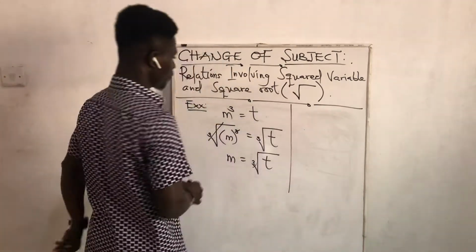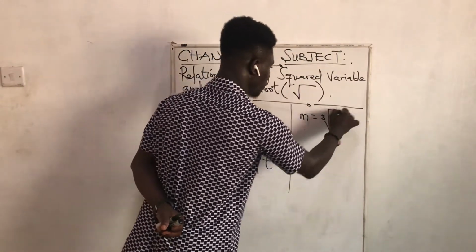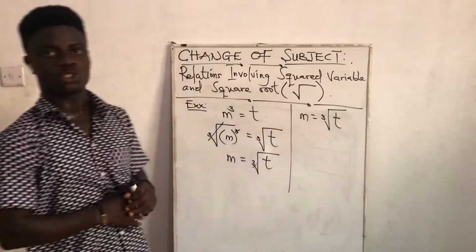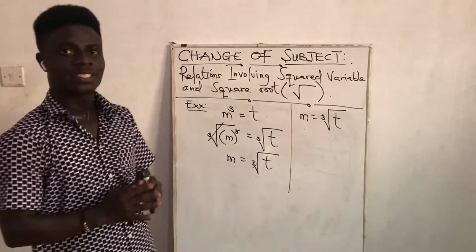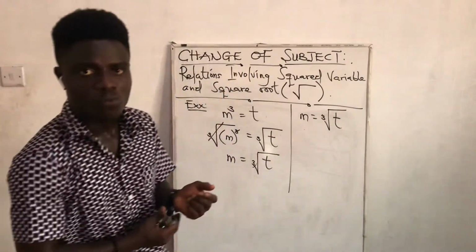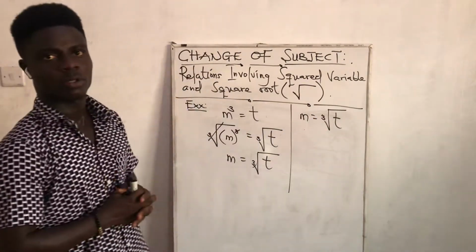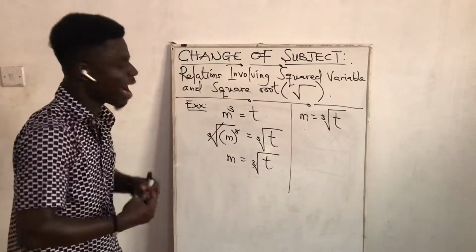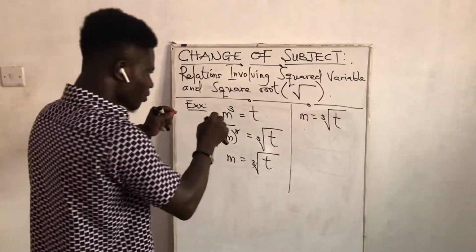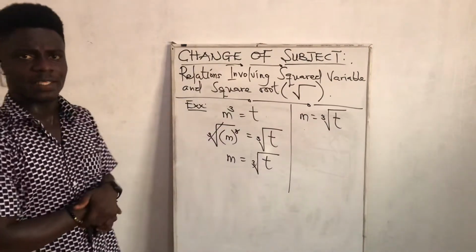Also, if I have M equals cube root of T, then I want to make T the subject. I want T to stand on its own. Then I have to remove the cube root. In order for us to take away the cube root, we have to take the cube of both sides.